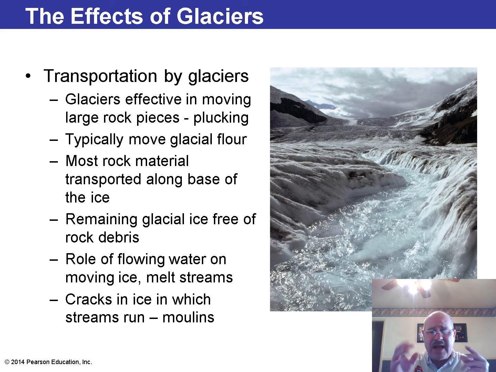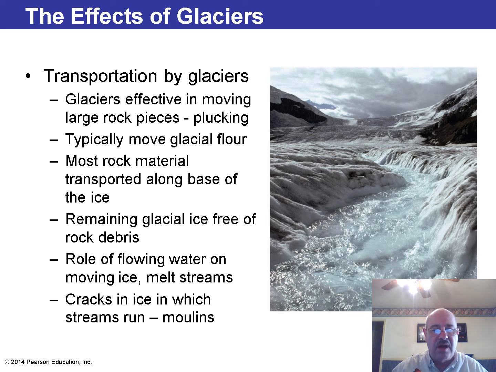That's that fine, powdery, silty stuff, or loess. It builds up as glacial flour. It's really fine particles. Most rock material is transported along the base of the ice. So again, the top, that's fresh water. The bottom is where the debris is. The remaining glacial ice is free of rock debris. See that? Free of rock debris, just like I said.